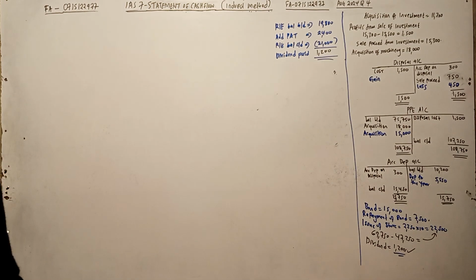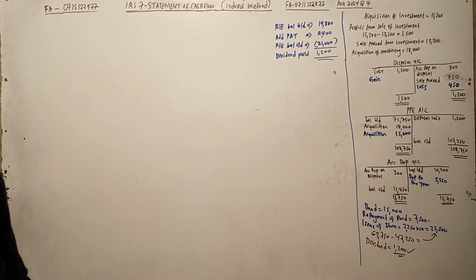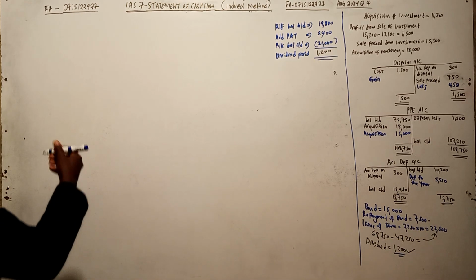Now I think we are done with the additional information. So the additional information is over. So we can prepare the cash flow statement now. What is this company called? Precious Ltd.